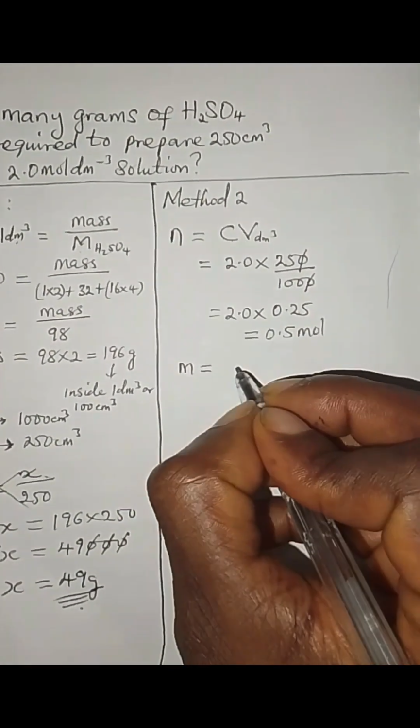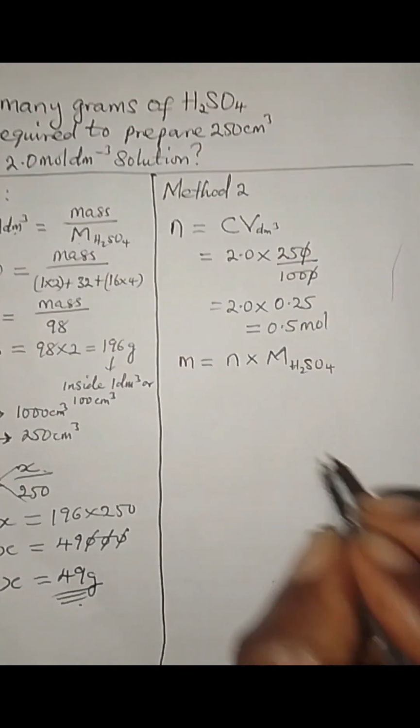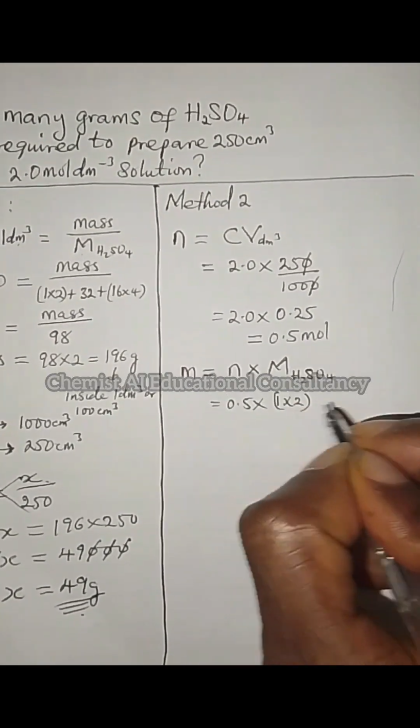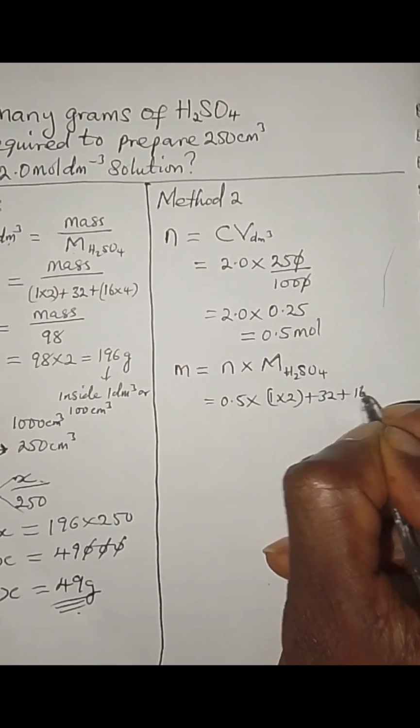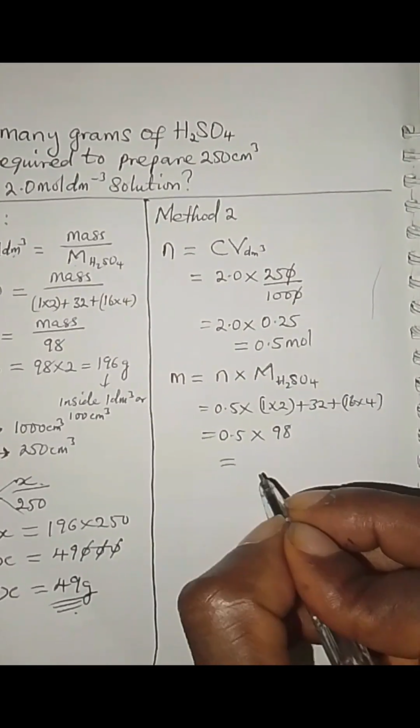Now the question is asking us the grams. You recall the formula for mass. The reacting mass is number of mole times molar mass. And number of mole is 0.5. Molar mass, you calculate it as we did in method 1. So mass is now 0.5 times 98. And that is 49 grams.